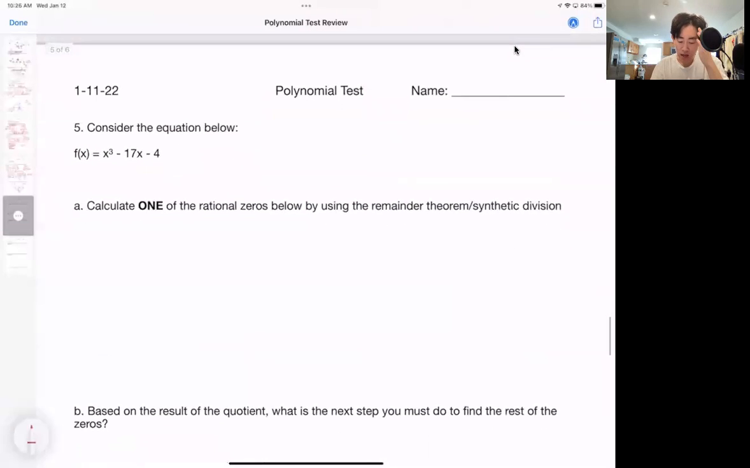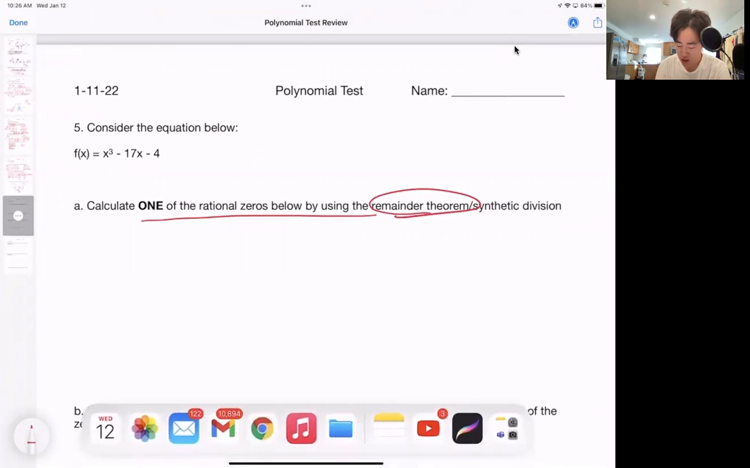All right, number 5. So number 5 is a little bit of a tricky question where I gave you x to the power of 3 minus 17x minus 4. There is a term missing. That's the one thing I really wanted you to remember. So calculate one of the rational zeros by using the remainder theorem, it says. So I'm going to go to my trusty little calculator here.